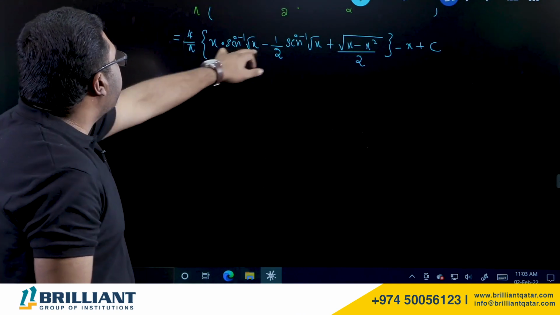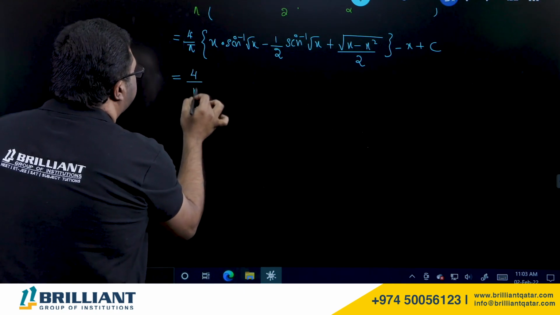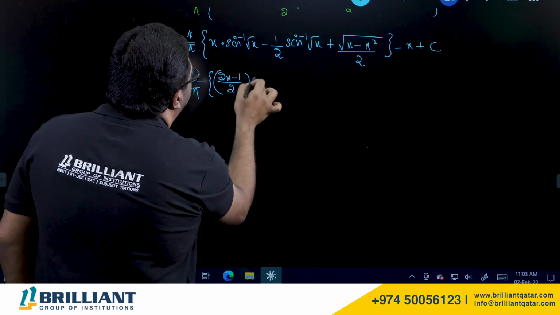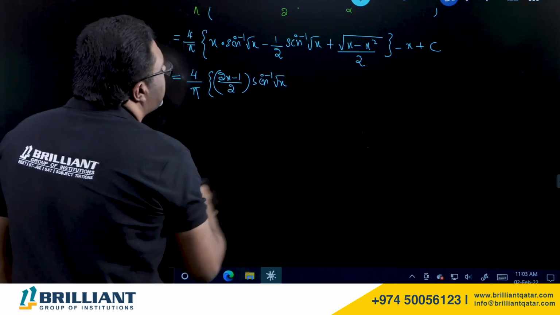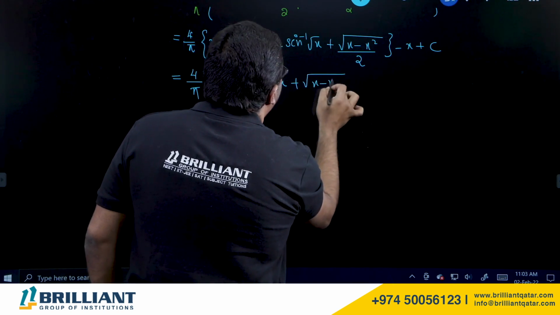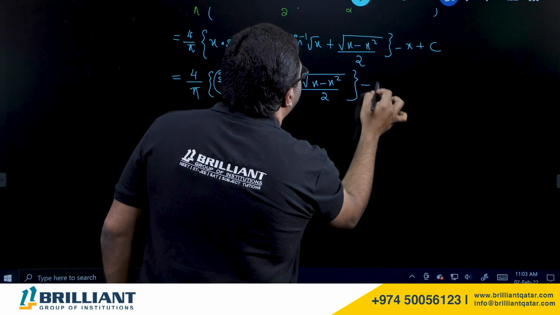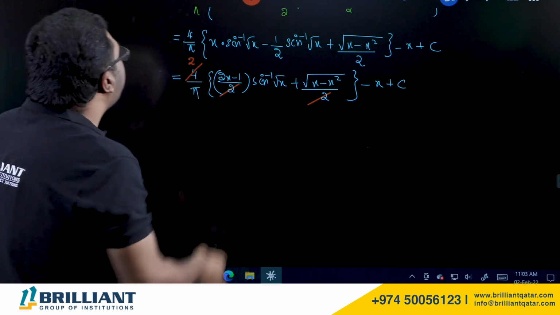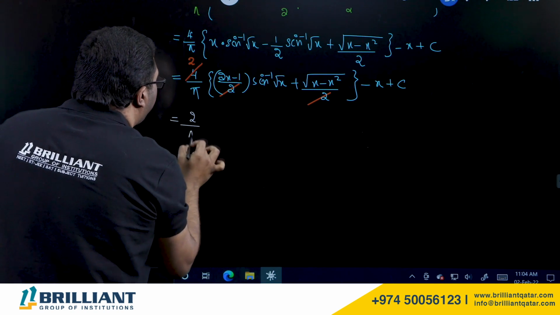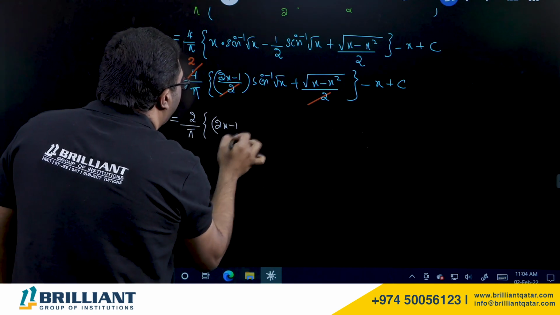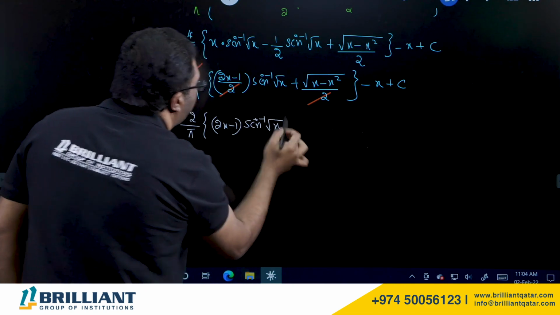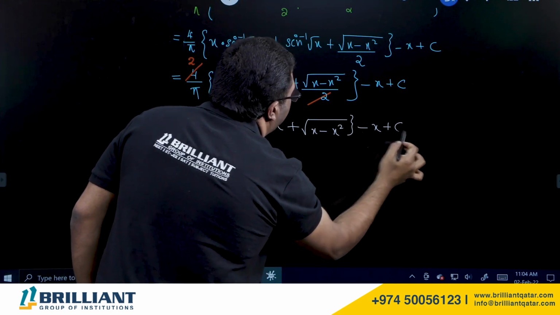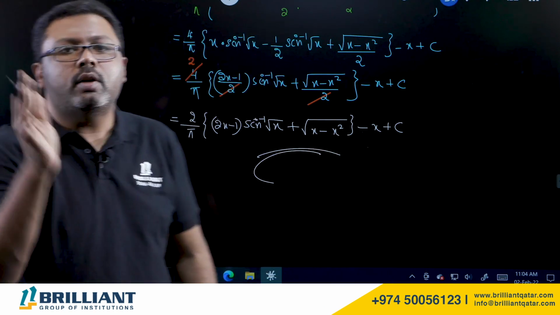You can see that sine inverse root x is common. So you can write this as x minus half, which is 2x minus 1 divided by 2, sine inverse of root x plus root of x minus x squared divided by 2 minus x plus c, and the 2 will cancel with the 4 outside and make it 2. So the final answer is 2 by pi into 2x minus 1 into sine inverse of root x plus root of x minus x squared minus x plus c. This is your final answer.